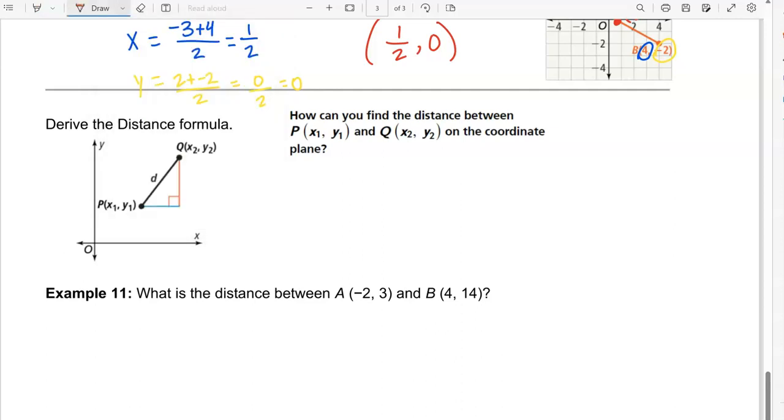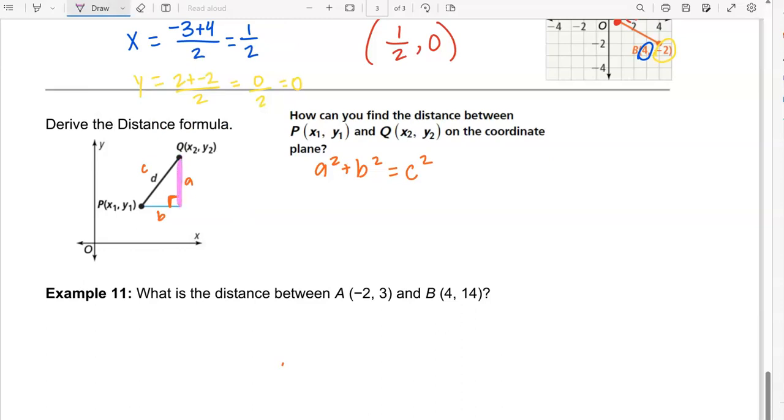So we've got this triangle graph, x1, y1, x2, y2 between P and Q. So how could we find the distance between those 2 points on a coordinate plane? Now when we see this, you can see that we have a right triangle. And to find the distance of a right triangle, we can use Pythagorean theorem, which is a squared plus b squared equals c squared, where we have a, b, and c. Now let's see how this relates to our distance formula.